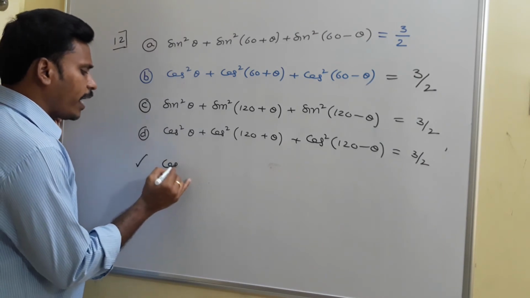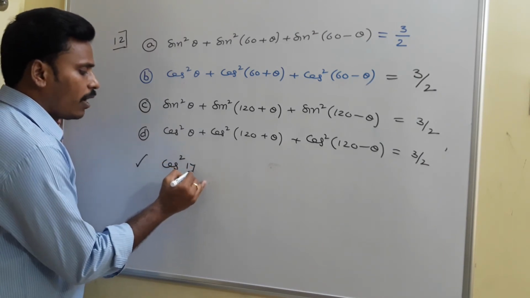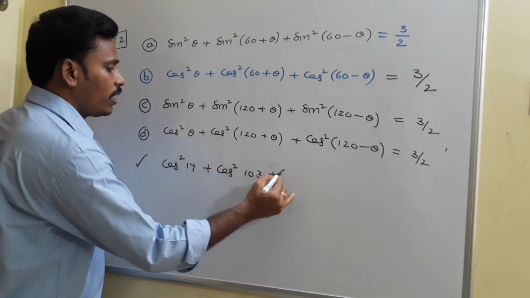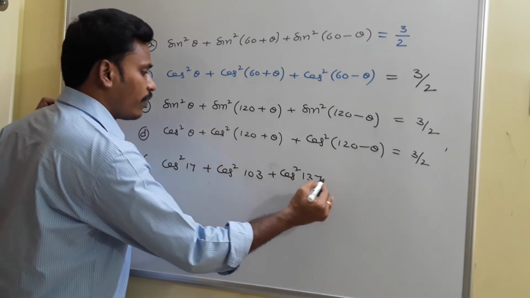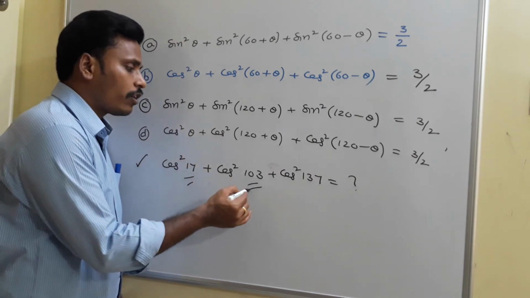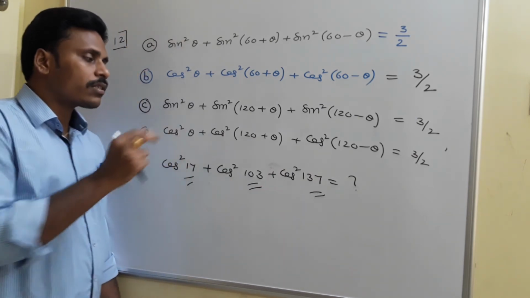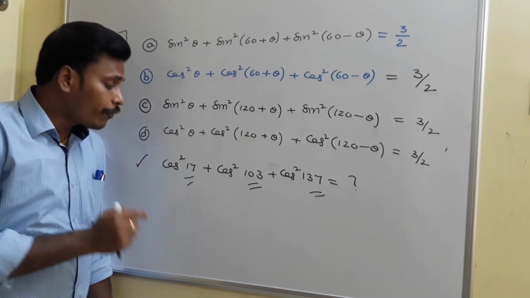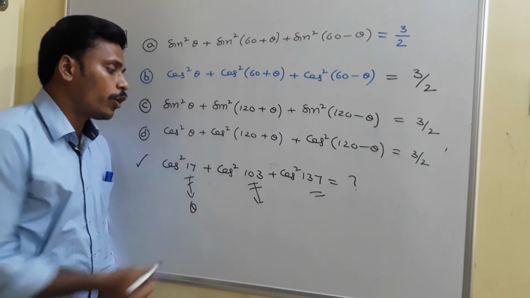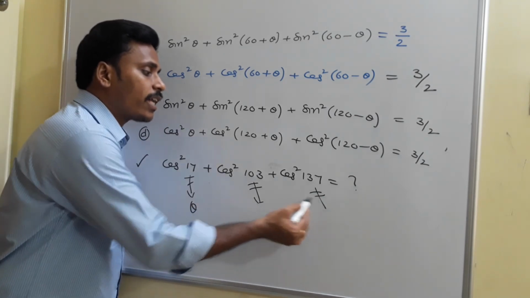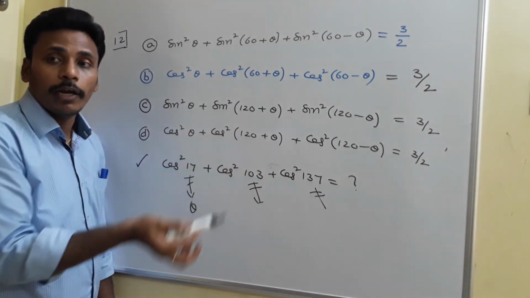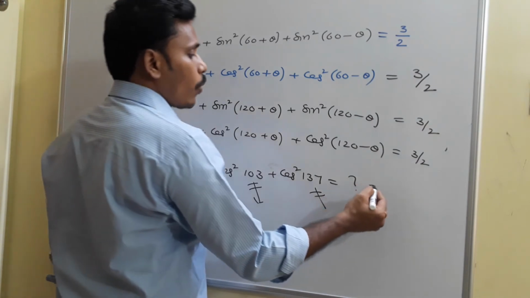Suppose in an examination you come across this problem: cos square 17 degrees plus cos square 103 degrees plus cos square 137 degrees is how much? Look at the angles 17, 103 and 137. Those angles look somewhat different, but if you treat 17 as theta, 103 as 120 minus theta, and 137 as 120 plus theta, then this summation is nothing but 3 by 2. That's how simple it is. Its value is 3 by 2.